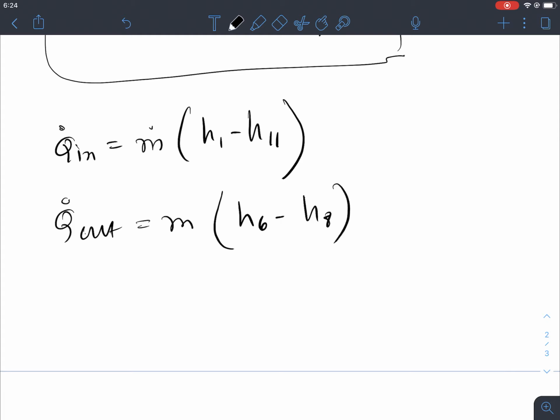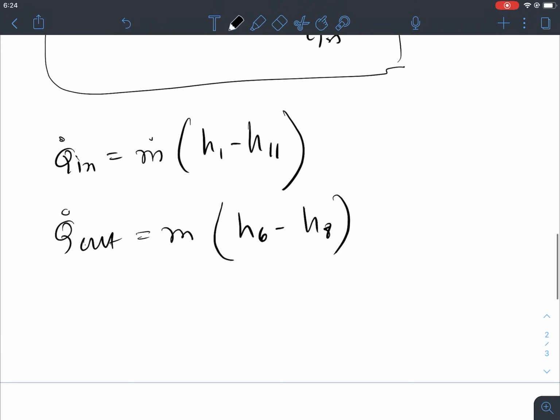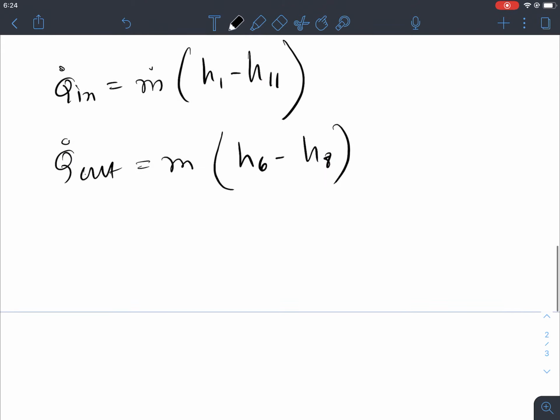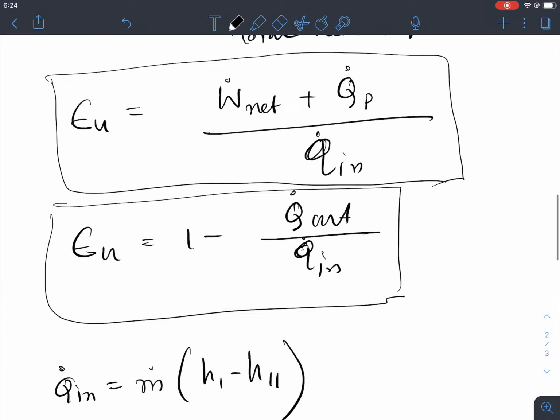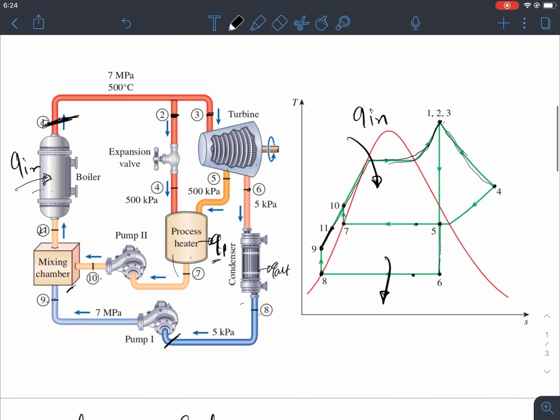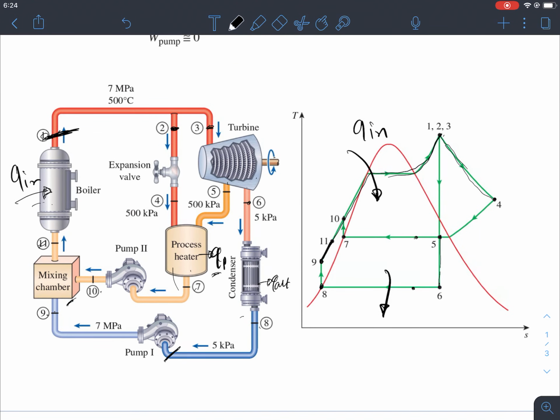H6 minus H8, right? And then we have the process heating, Q process heating. And where is the process heating happening? Process heating is right here. This is the process heater, right?